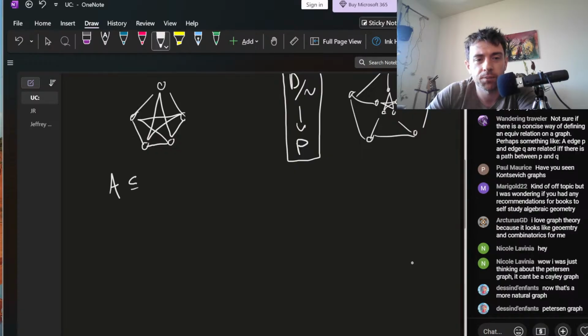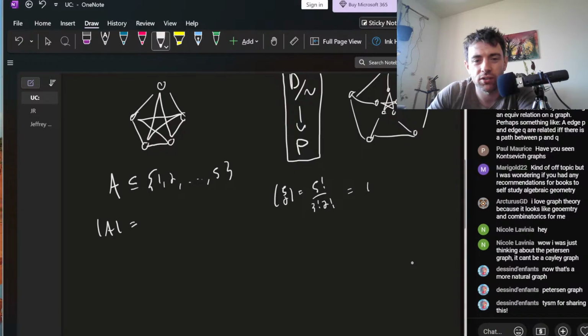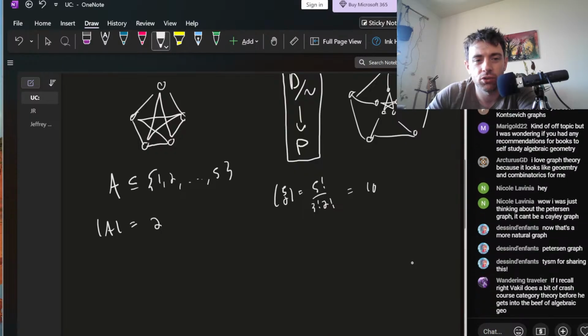You take all, what is it? I think I could be getting things backwards here, but you take all 2-element subsets. Wait, 5 choose 2. 5 choose 2, 5 over 3 over 2. Right. Yeah, so it's all, I think, 2-element subsets. So your vertex set is going to be all 2-element subsets of the set with 5 elements.